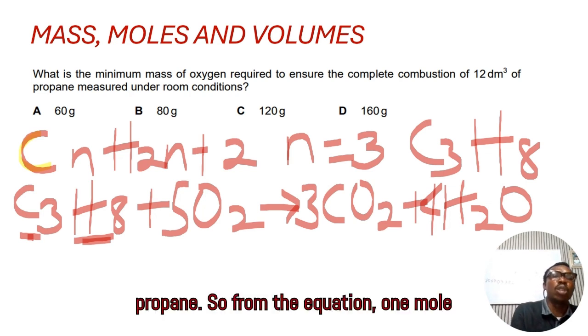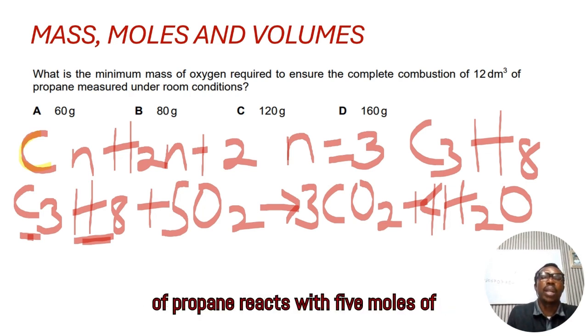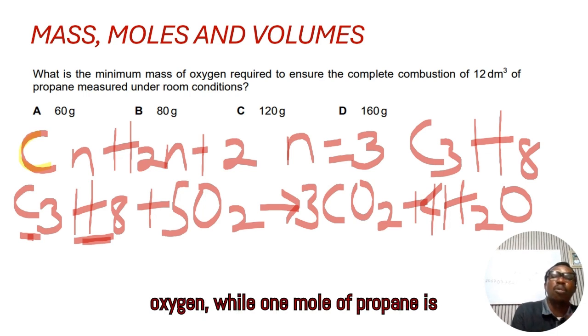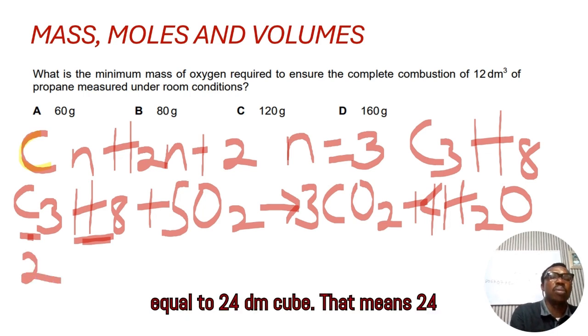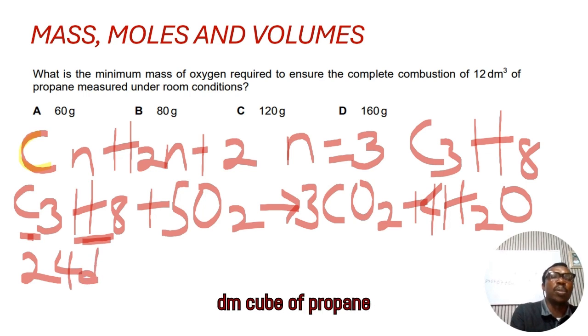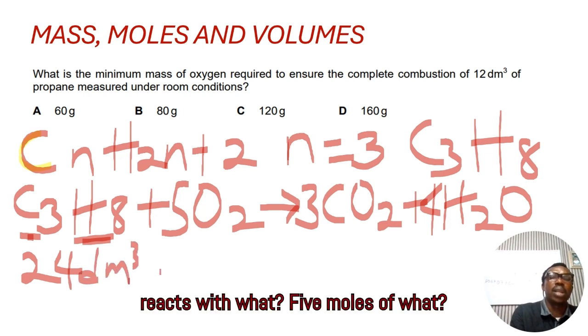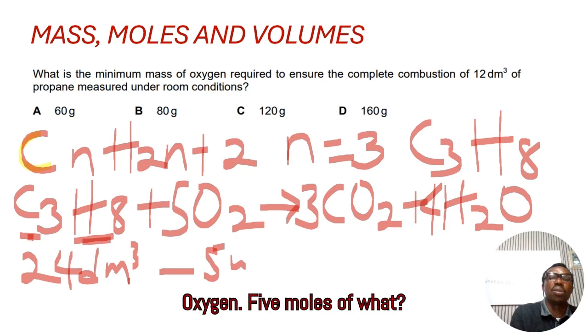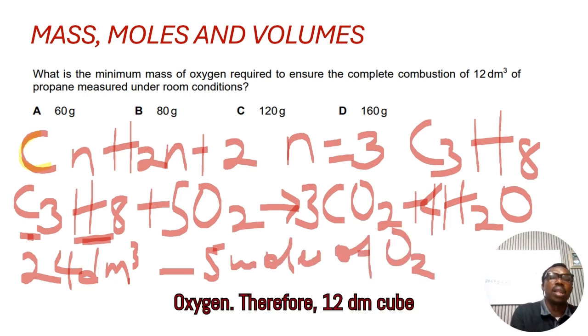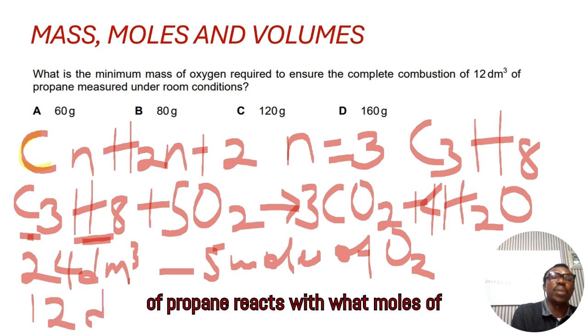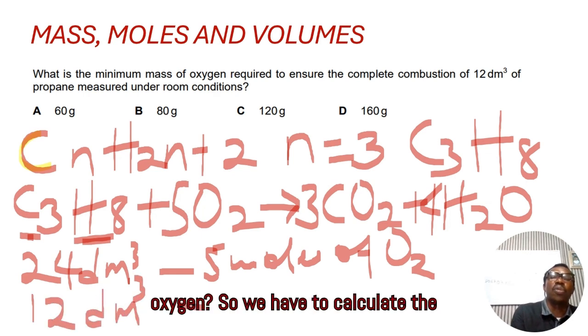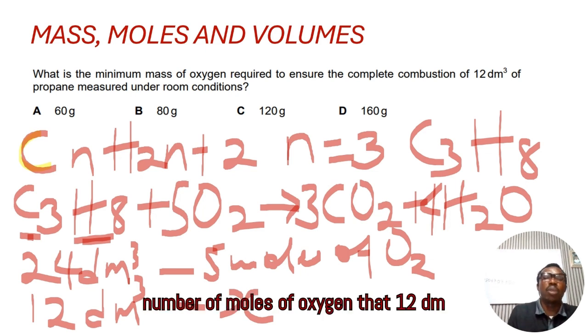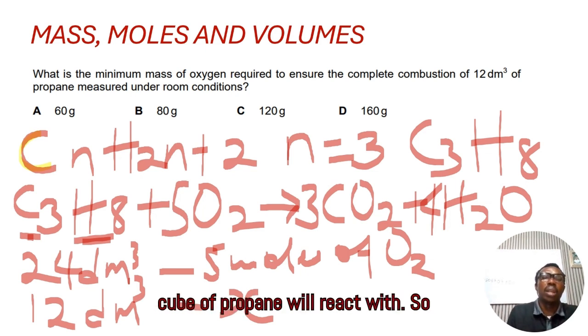Propane. So from the equation, 1 mole of propane reacts with 5 moles of oxygen, while 1 mole of propane is equal to 24 dm³. That means 24 dm³ of propane reacts with what? 5 moles of what? Oxygen. 5 moles of what? Oxygen. Therefore, 12 dm³ of propane reacts with what moles of oxygen? So we have to calculate the number of moles of oxygen that 12 dm³ of propane will react with.